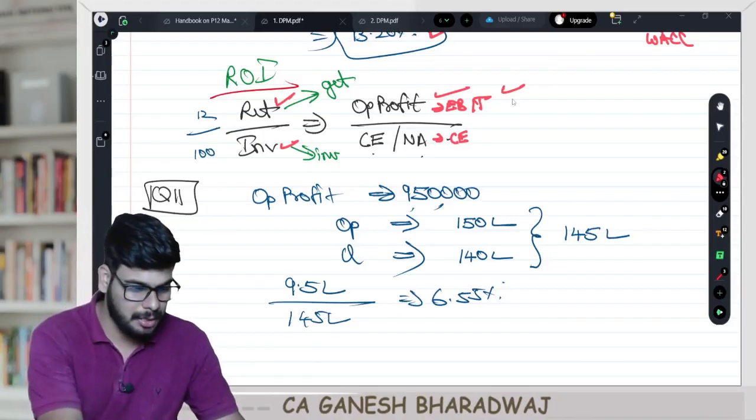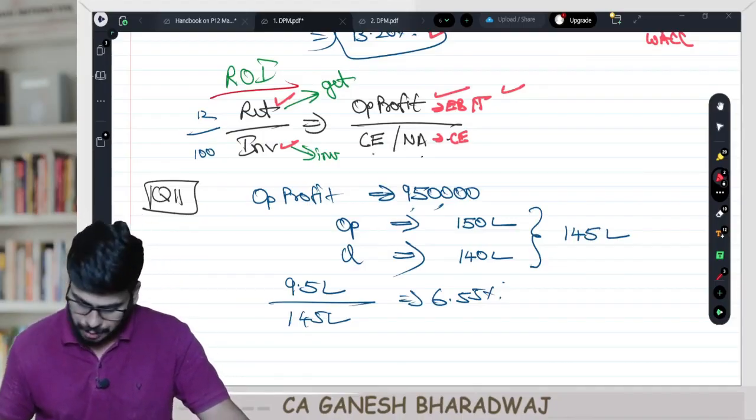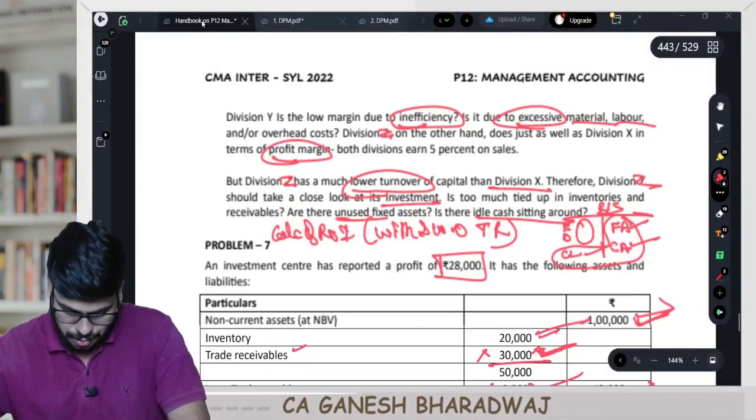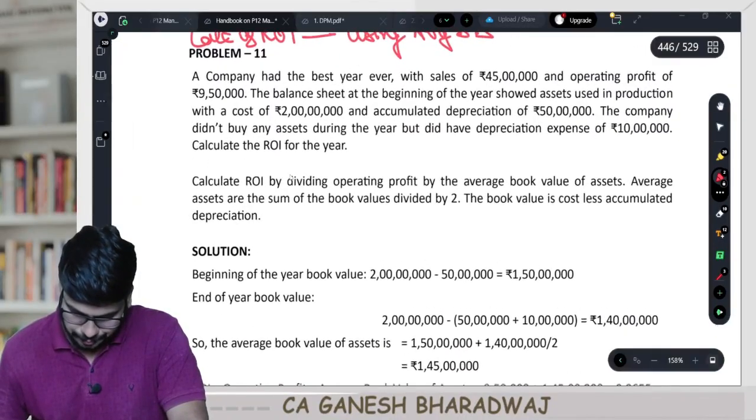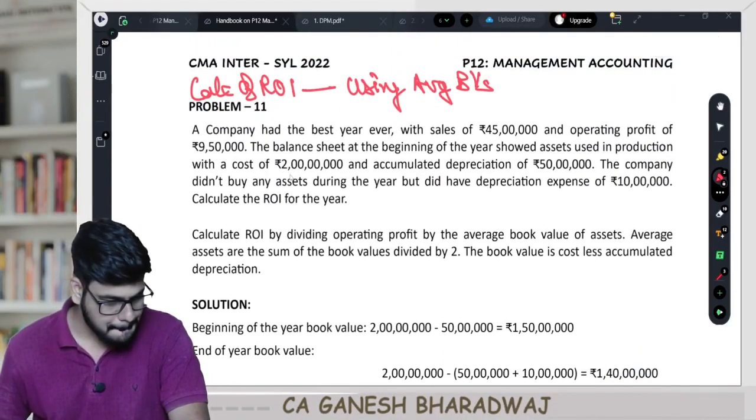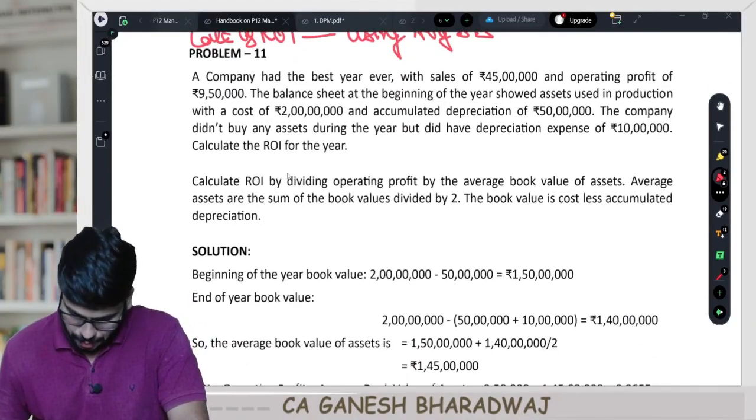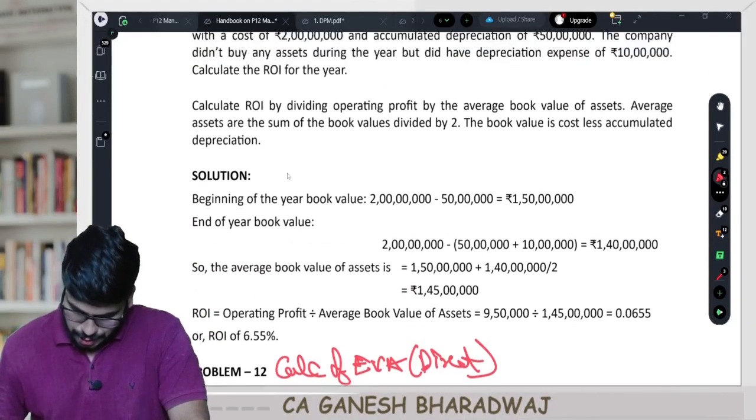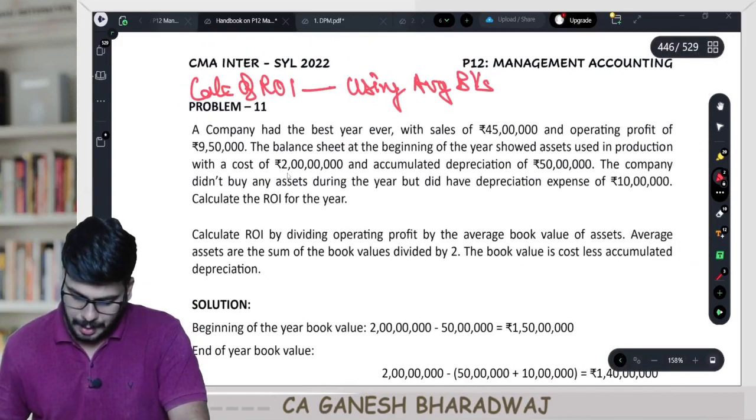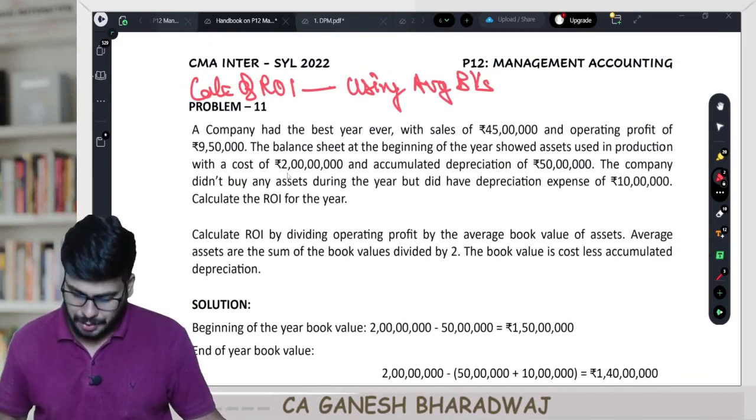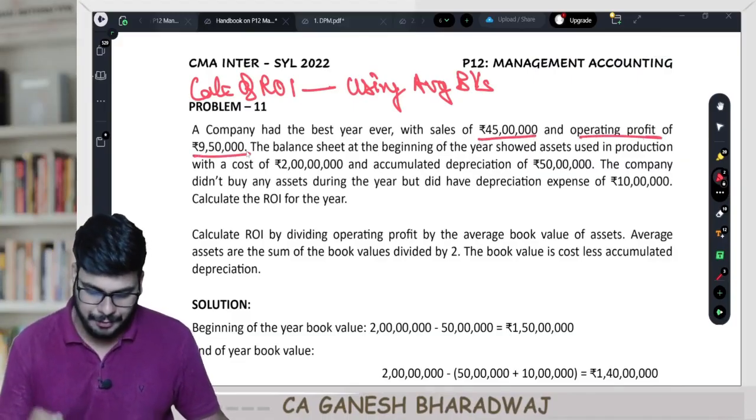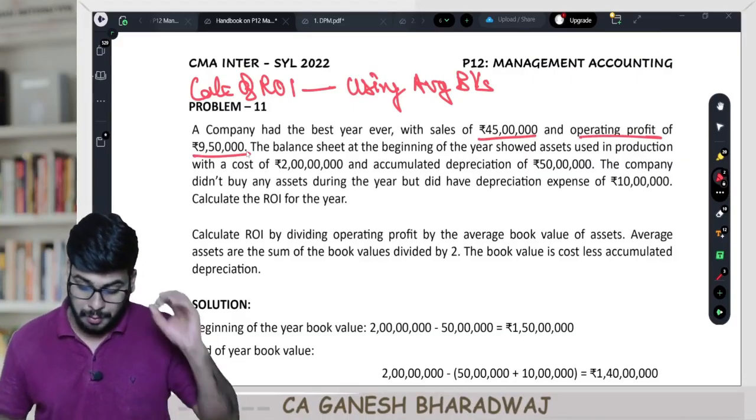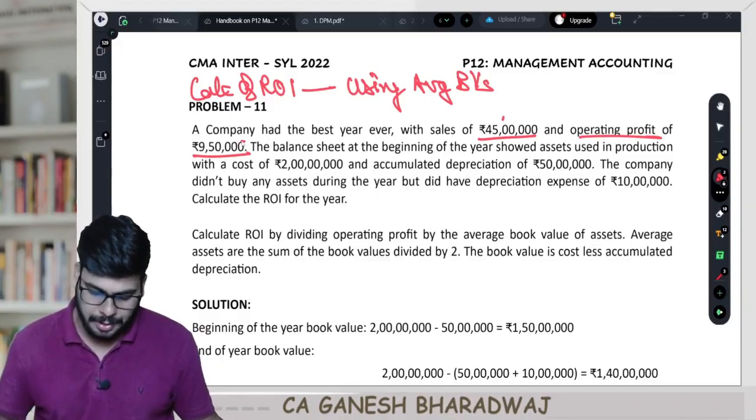Right, now let's quickly do one numerical problem with respect to this. So I'll just take question number 11, I guess. Yes. Now look at this question. A company had the best year ever with sales of 45 lakhs and operating profit of 9 lakh 50,000. Right? So what was the sale? 45 lakh. Operating profit 9 lakh 50,000.